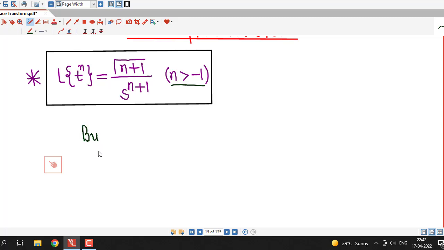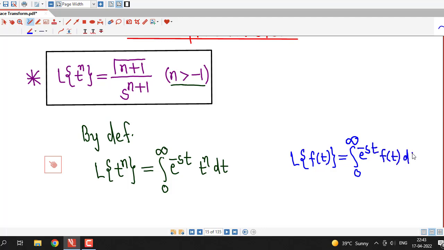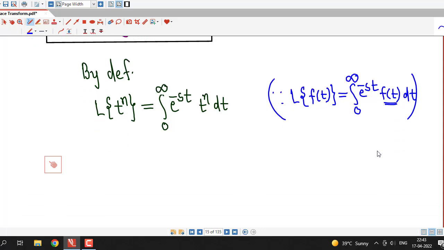So we start by the definition. By definition of Laplace transform, we can write Laplace transform of t raised to n equal to integral 0 to infinity e raised to minus st times t raised to n dt. We know the definition of Laplace transform. Laplace transform of function f of t is defined using improper integral of e raised to minus st times f of t dt, and here instead of f of t we have t raised to n, so here we replace f of t by t raised to n.